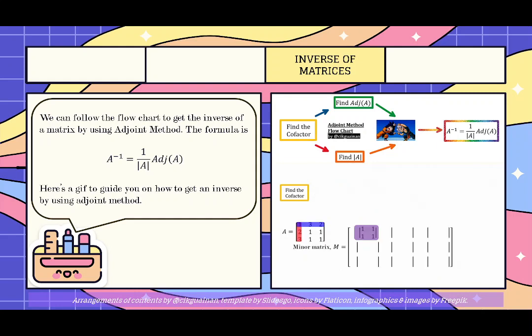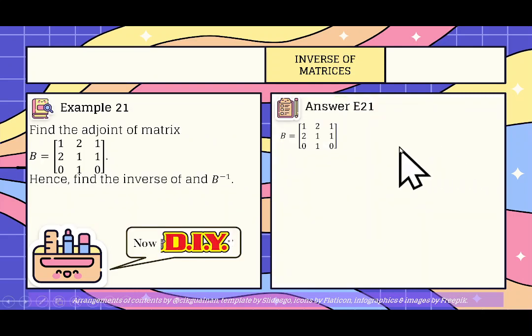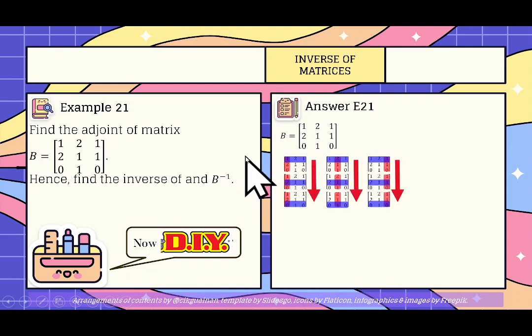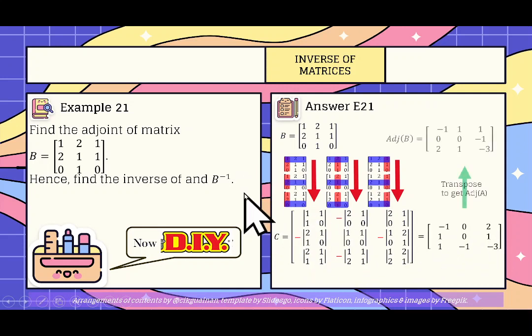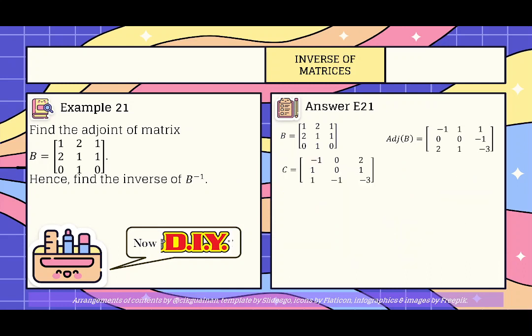Now let's have a look at one example. Find the adjoint of matrix B, then find the inverse. From the matrix, we find all the minors and then put them in a cofactor matrix along with the negative sign over here. So this is the cofactor matrix. Next, we transpose the matrix to get the adjoint of B.